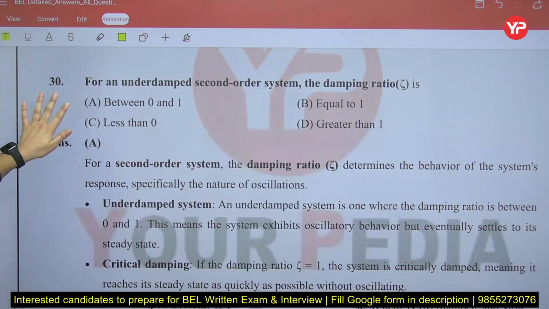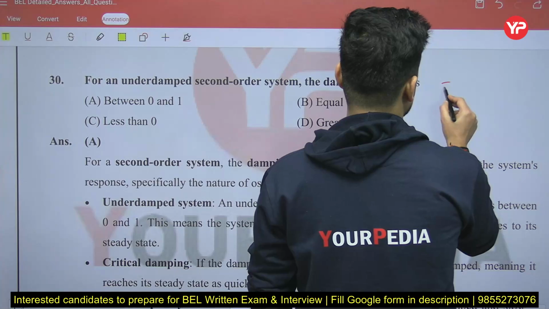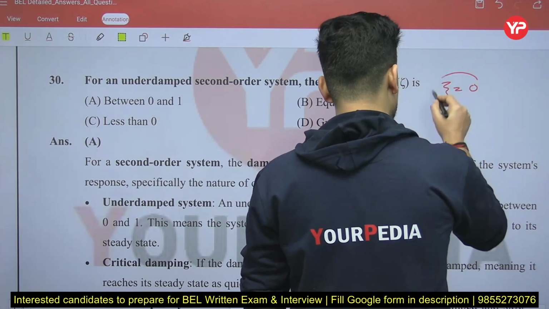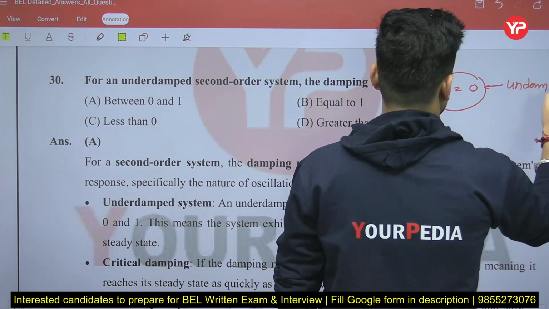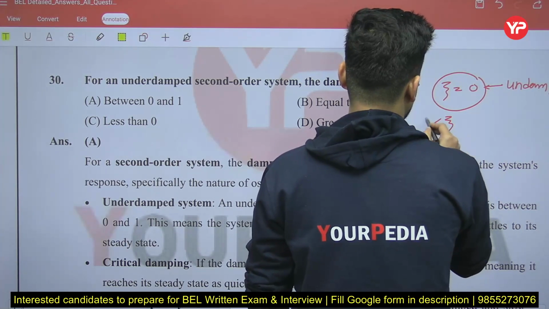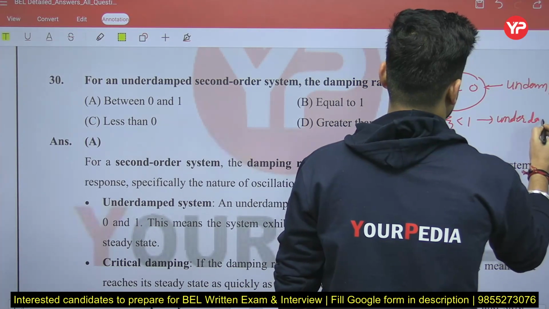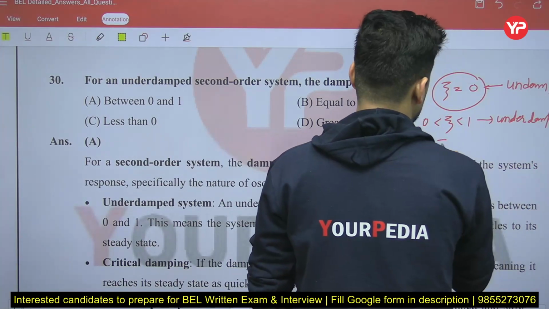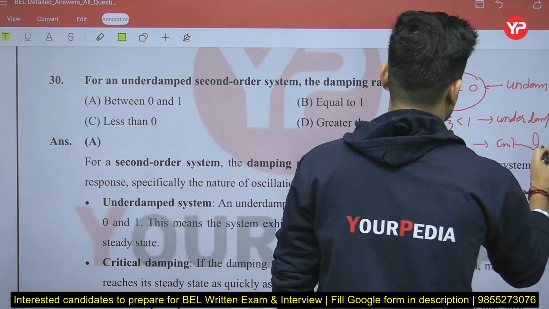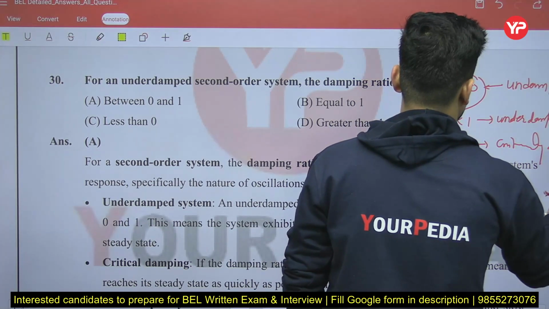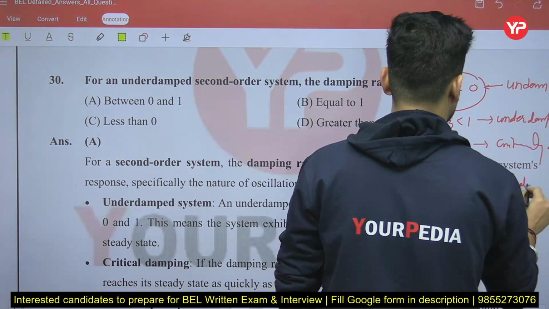For an underdamped second order system, zeta will be C. There are 3 types of system. Zeta equals to 0 means undamped. When your zeta is from 0 to 1, this is underdamped. Zeta equals to 1, that is critically damped. Or last, zeta greater than 1, that is overdamped.